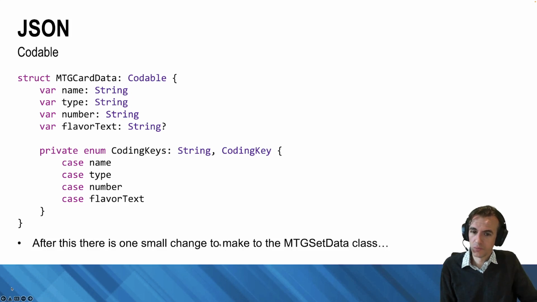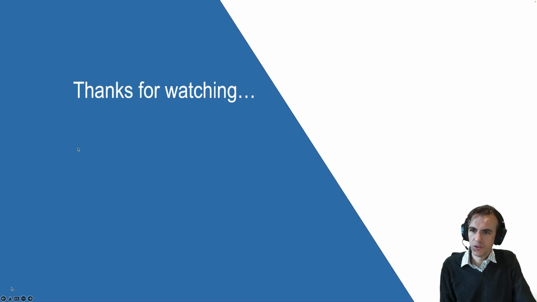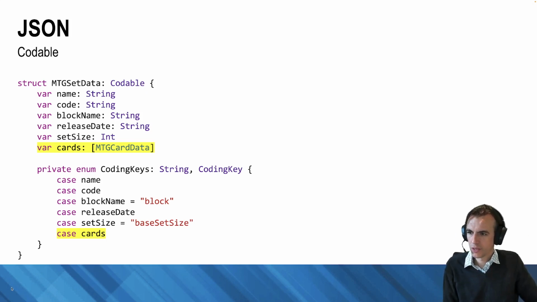And then there's only one small change that we need to make to our mtg set data class, and that is we just tell it that there's an additional property we care about in the JSON. It's called cards, and the structure of it is an array of this custom codable object we've done. And by doing that, we can just run our decoder, and it will create us one of these set data objects, and it will have an array with the 283 cards as part of it. So this is super powerful, and we'll see more about this in the labs. Thanks for watching.